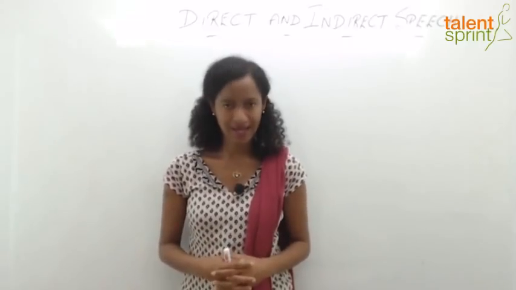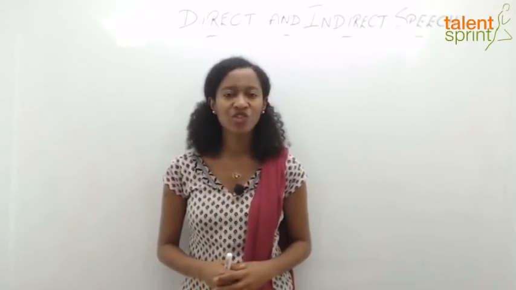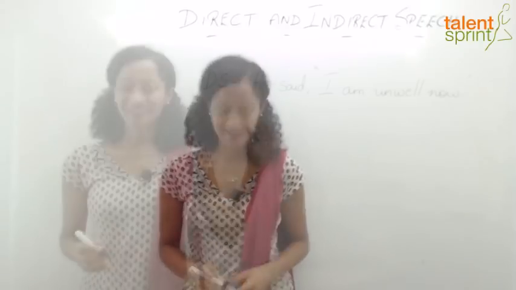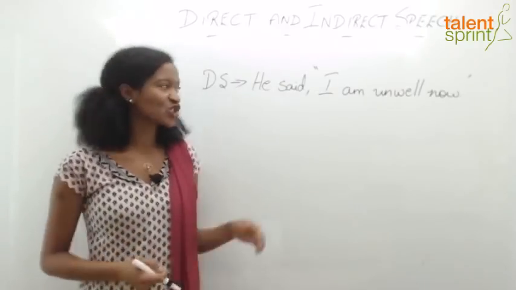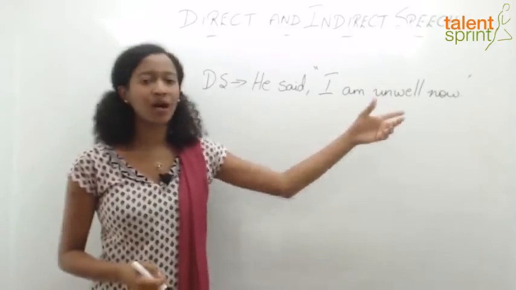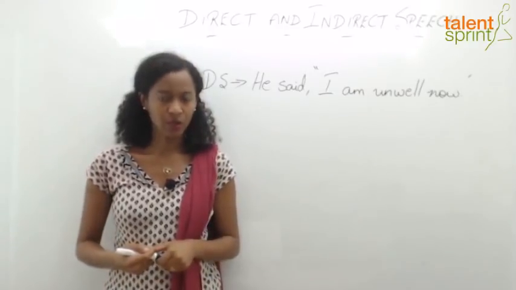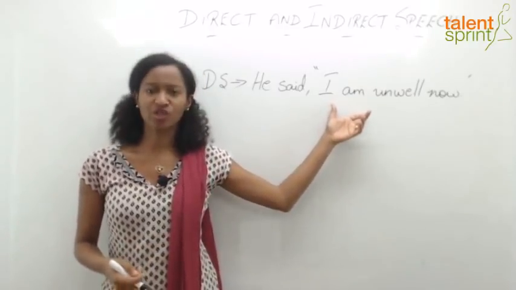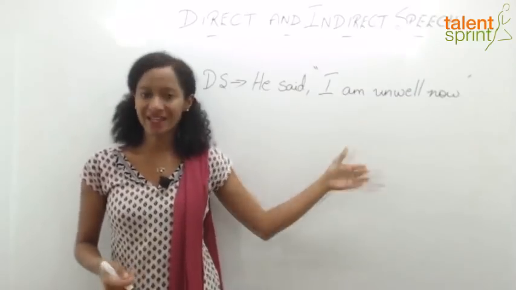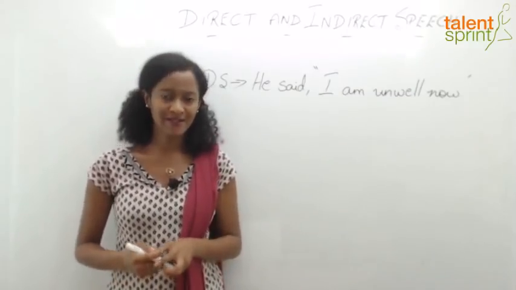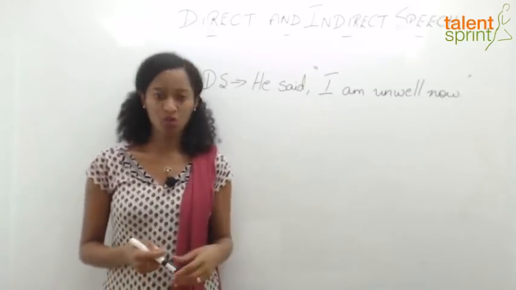Now, when you change a sentence from a direct speech to an indirect speech, there are some obvious changes that happen. Let's understand these obvious changes through an example sentence. This is an example of a direct speech. He said, "I am unwell now." If you notice, it's within quotation marks, right? So you're repeating the exact words said by the speaker and it's denoted within quotation marks.